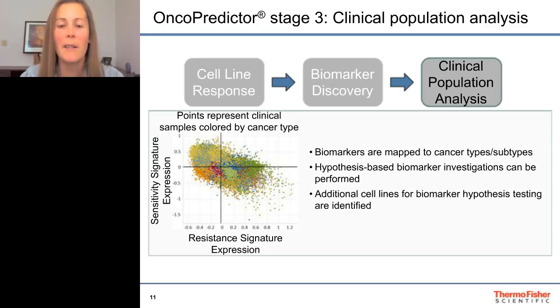During this phase of the analysis, we can also perform hypothesis-based biomarker investigation, should it be requested. And we can also identify additional cell lines for biomarker hypothesis testing, again using the Oncomine knowledge base since it contains both clinical as well as preclinical samples.